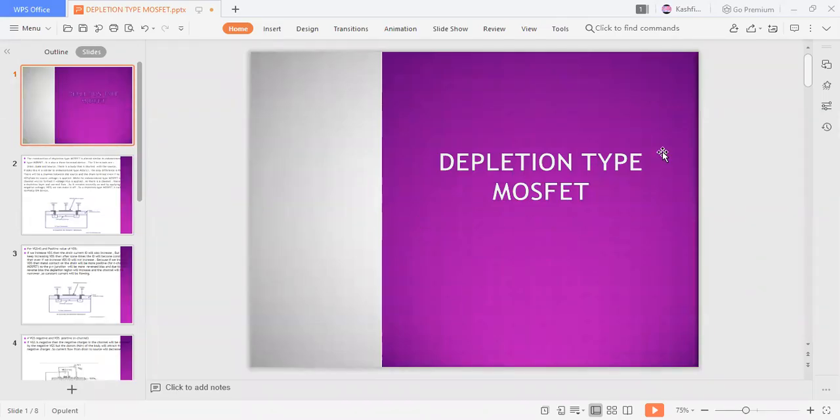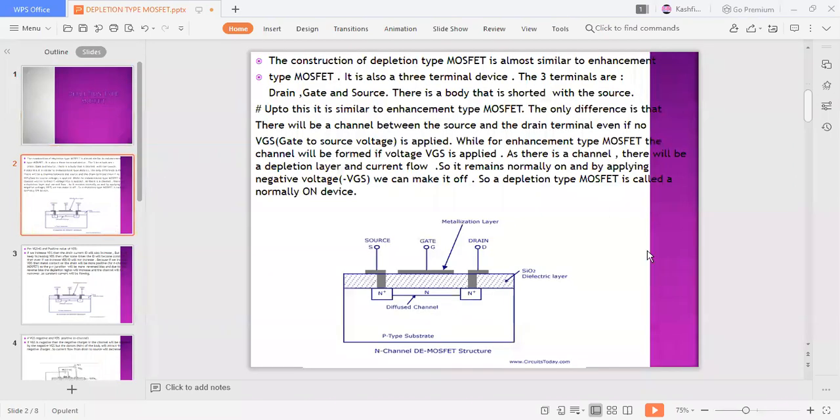So in today's tutorial, I am going to discuss depletion type MOSFET. The construction of depletion type MOSFET is almost similar to enhancement type MOSFET. It is also a three-terminal device. The three terminals are the gate, drain and source terminal.